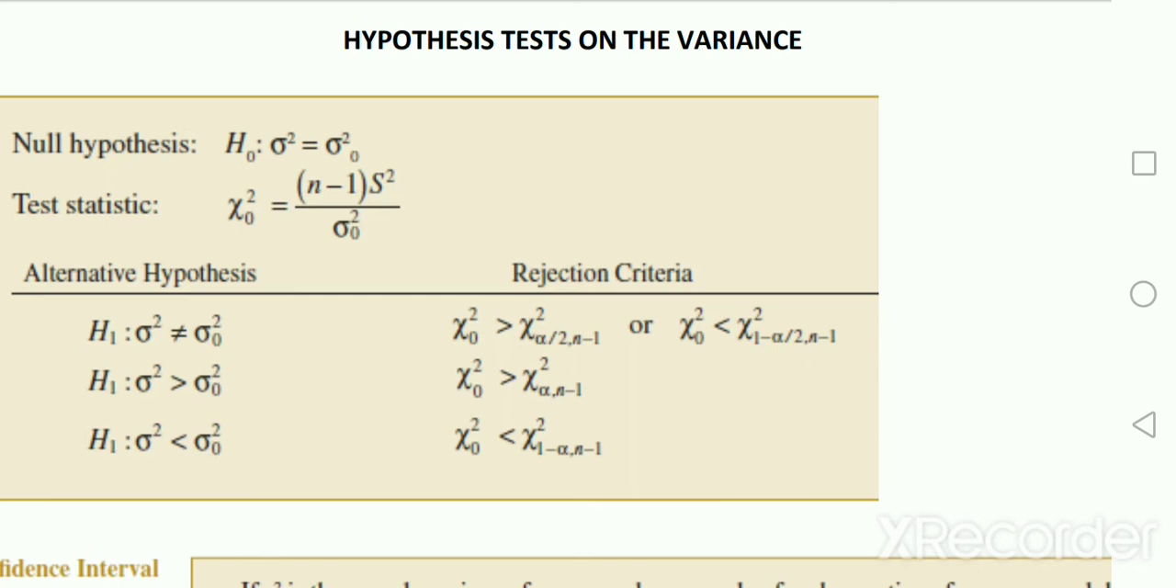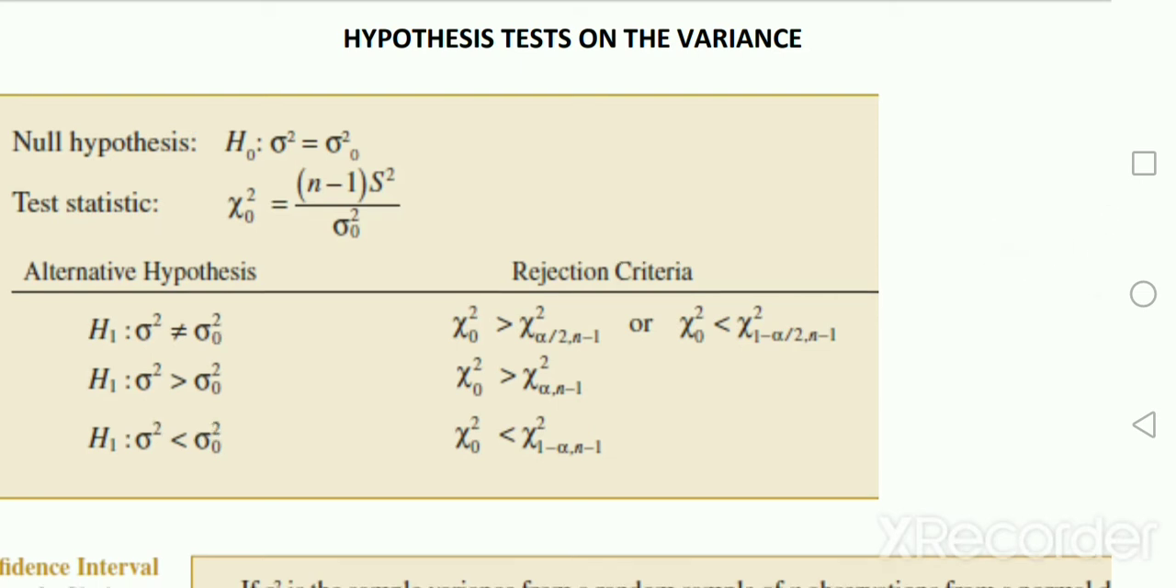There is no negative term, but there is a change: instead of alpha by 2, here we have 1 minus alpha by 2, and here also we have the degrees of freedom n minus 1. Because we want to calculate the variance, we need an n minus 1 term. So for degrees of freedom here we have n minus 1.